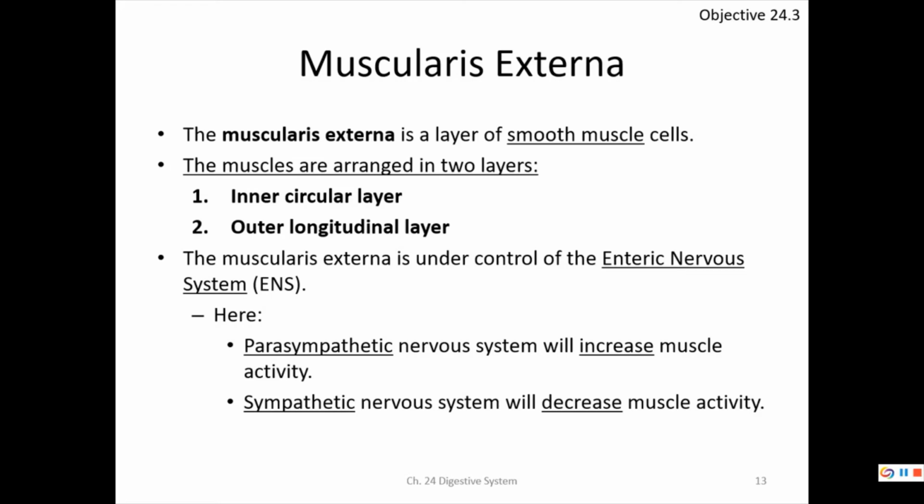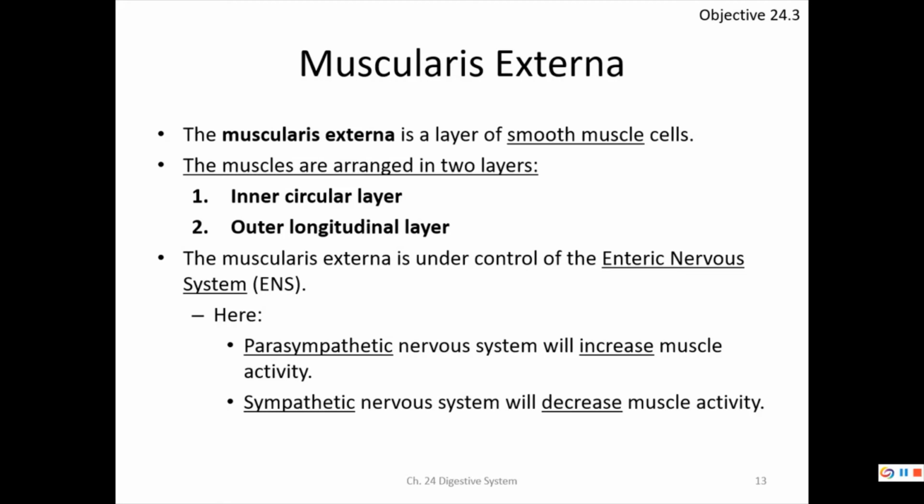So one of the ways: ICOL, inner circular, outer longitudinal. ICOL, inner circular, outer longitudinal. Now, the muscularis externa, remember, your enteric nervous system is kind of like the middle management here.